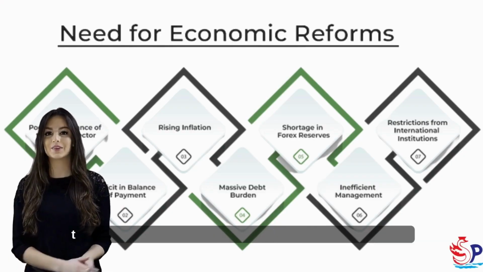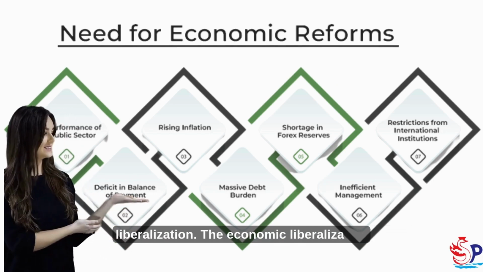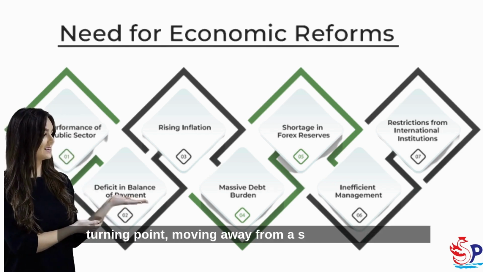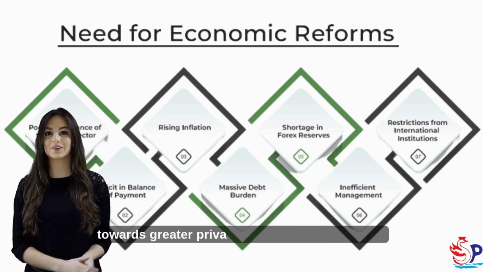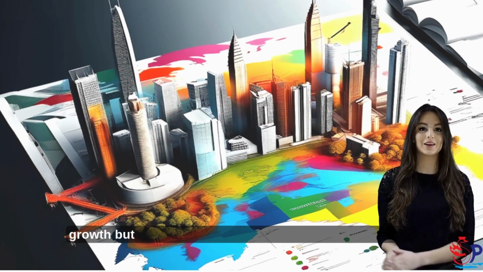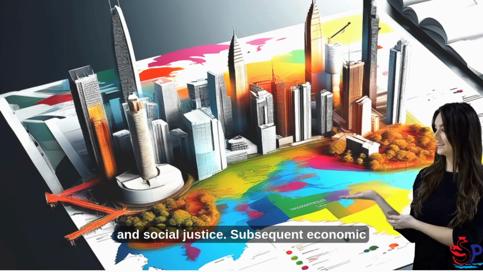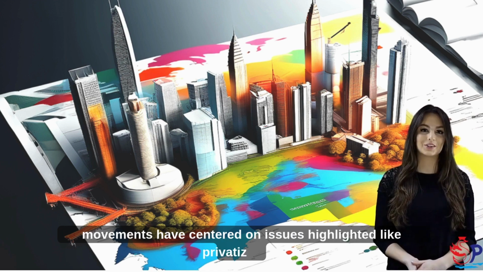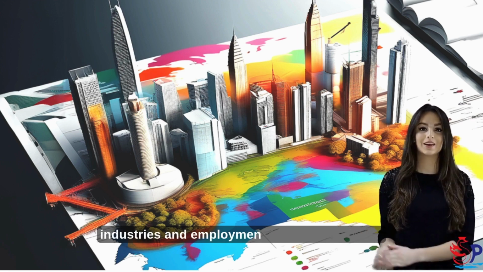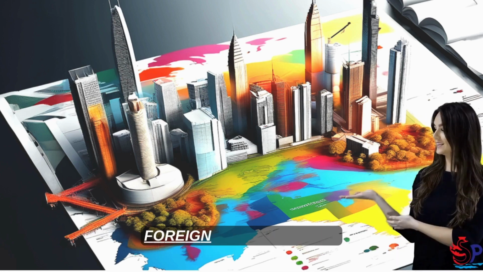Later plans shifted focus towards poverty reduction, employment generation, and liberalization. The economic liberalization reforms of the early 1990s marked a major turning point, moving away from a state-controlled economy towards greater private sector participation in globalization. This led to significant economic growth but also raised concerns about income inequality and social justice. Subsequent economic movements have centered on issues like privatization, foreign investment, and the impact of globalization on domestic industries and employment. The emphasis has increasingly been on sustainable development and inclusive economic growth.